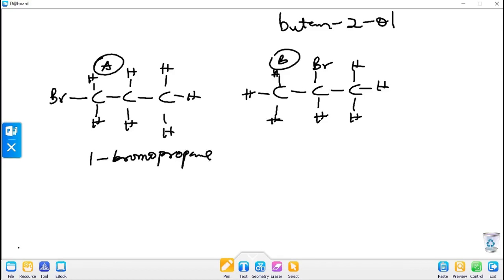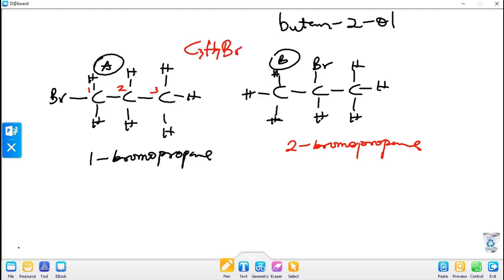Propane is 3 carbon atoms. 1-bromopropane. Why? Because we have to start numbering from the left-hand side where the bromine is attached to the carbon atom. Can we see that? That is 1-bromopropane. So, compound B is 2-bromopropane. Can you see? 2-bromopropane. They both have 3 carbon atoms, 7 hydrogen atoms, and 1 bromine atom.